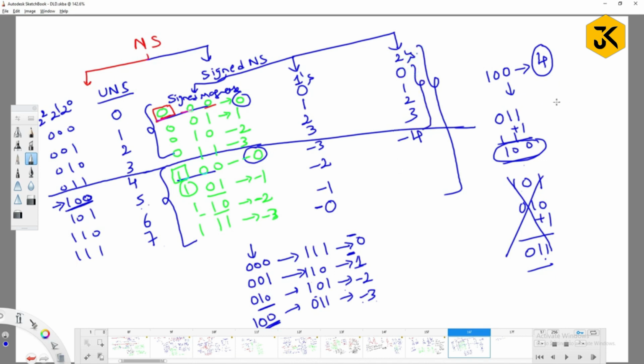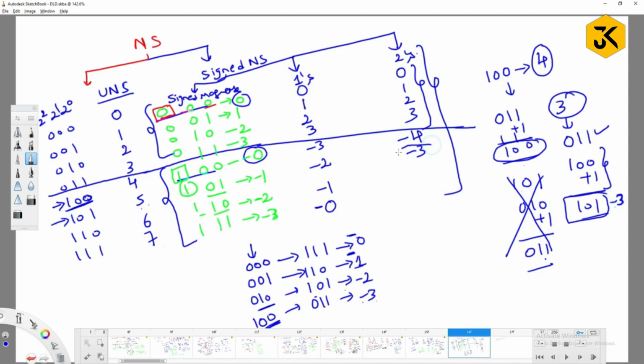If you take the number 3, the value is what? 011. For this, the 1's complement is 100. For this, the 2's complement is 101. If I have 101, which means what? Minus 3. I have taken the number 3, written it in the binary system, and found the 2's complement. I got 101, which is minus 3. Meaning that wherever 101 is there, in that particular location, I am going to write it as minus 3.